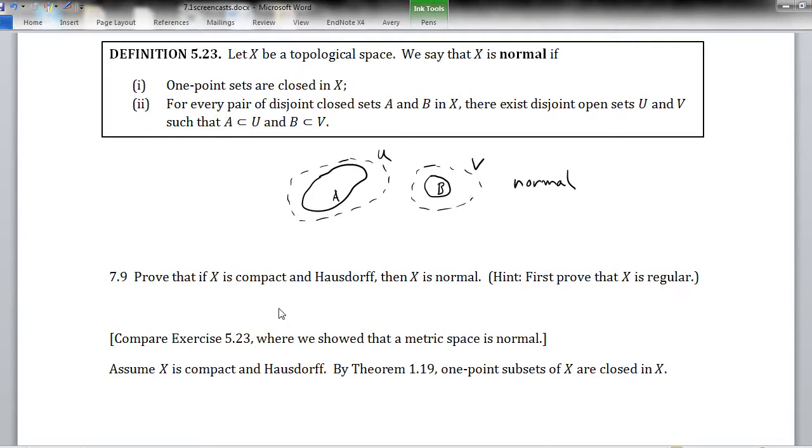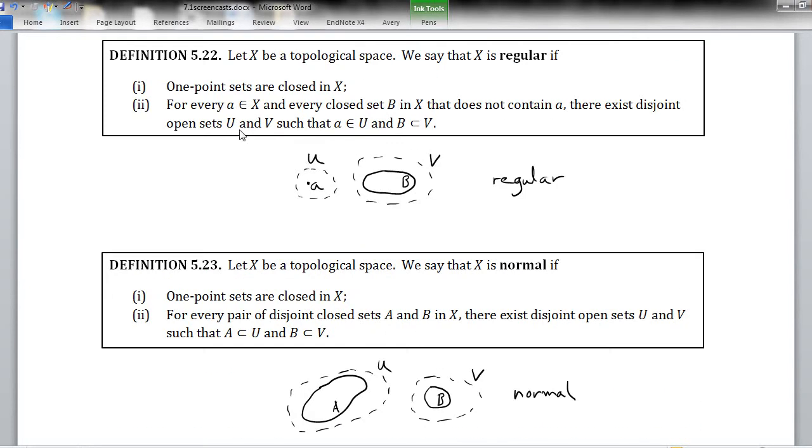You can compare what we do here to exercise 5.23, where we showed that a metric space is normal. So assume that we have a compact space, which is also Hausdorff. Then first of all, we know by theorem 1.19 that 1 point subsets of X are closed in X. And so it just remains to show the second half of the regularity and normality properties.